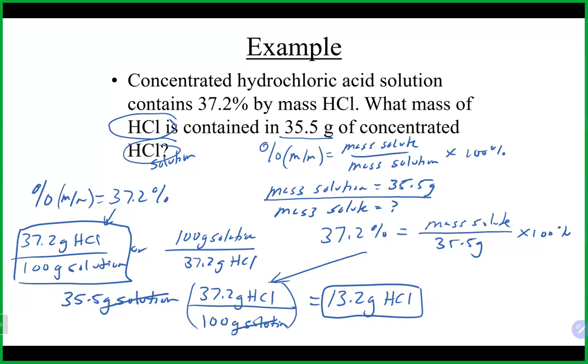So if you do it the dimensional analysis way, you could just get rid of the units you don't want, keep the units you do want, and maybe not have to remember too much of the formula. Any questions on that there?